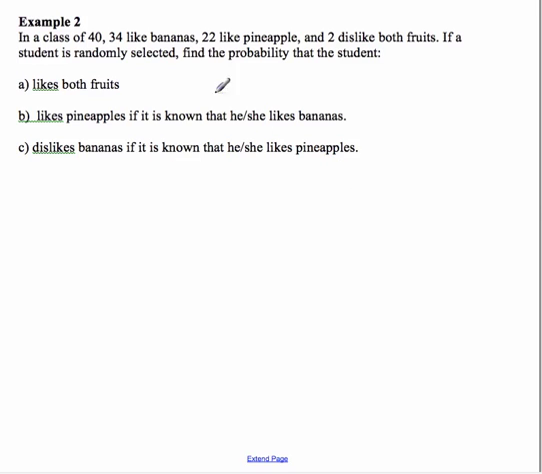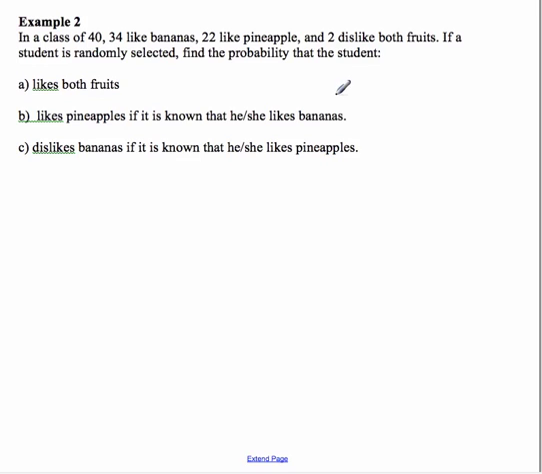Okay, example 2: a class of 40, 34 like bananas, 22 like pineapple, 2 dislike both. Find the probability that the student likes both fruits. Okay.